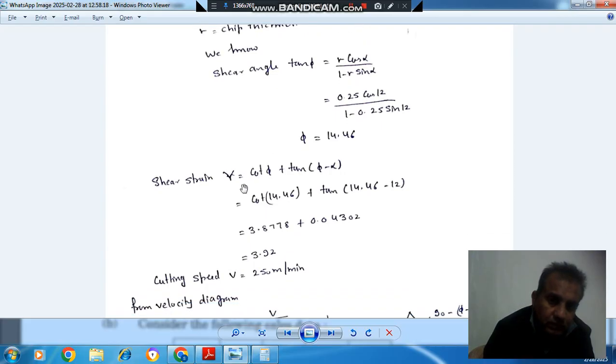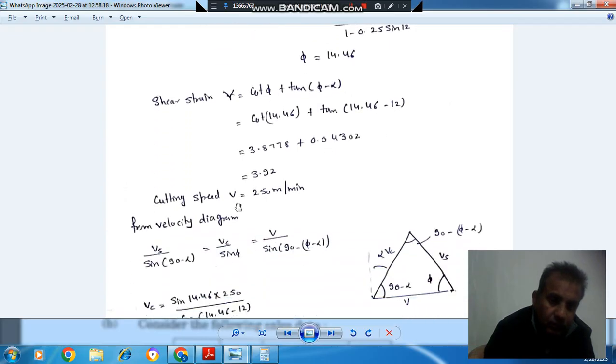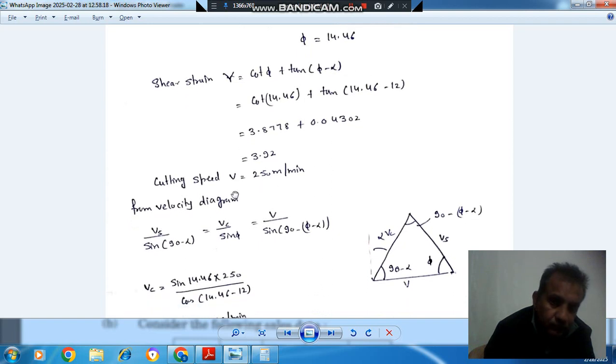Now from the shear strain formula, we have shear strain is equal to cos alpha divided by sin phi cos of phi minus alpha, which is cot phi plus tan phi minus alpha. Again phi is known, alpha is known, so shear strain comes as 3.92. Now the cutting speed is given as 250 meter per minute. From this cutting speed we can find out chip velocity as well as shear velocity.